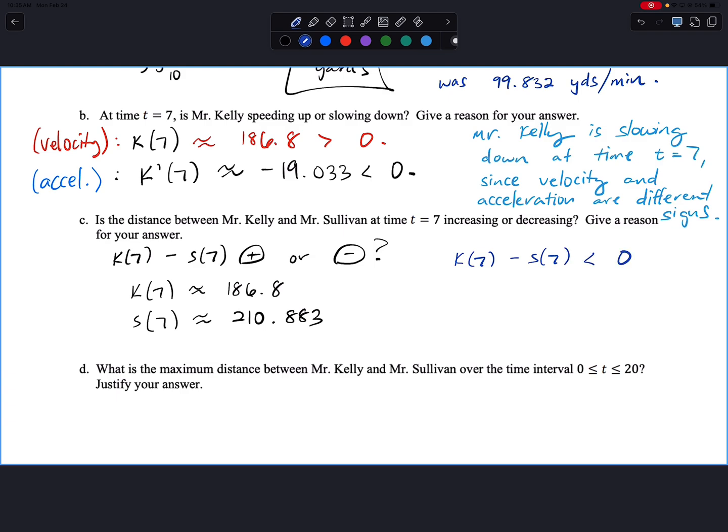So therefore, the distance between Mr. Kelly and Mr. Sullivan is what? Decreasing. And that's your justification. Does that make sense? That distance is getting smaller because it's negative.